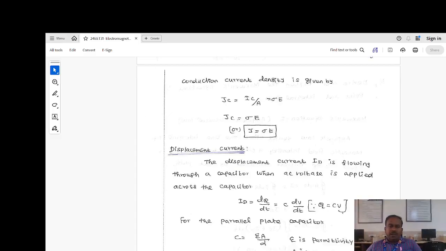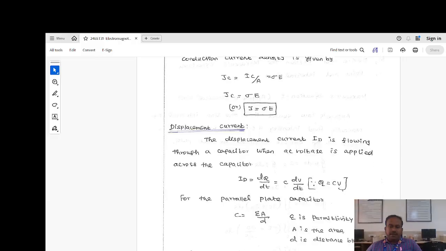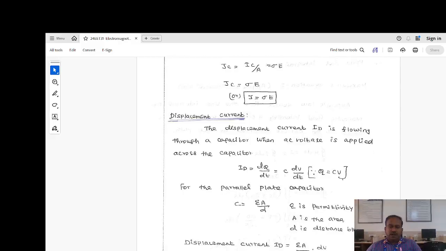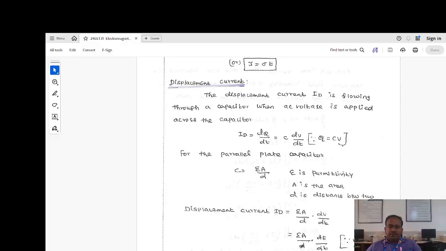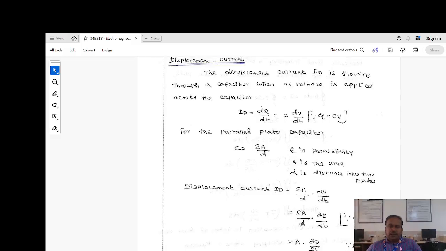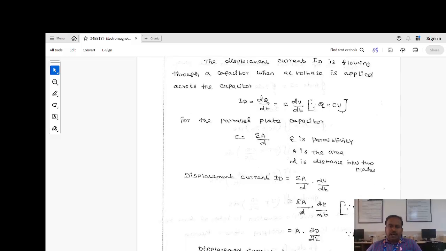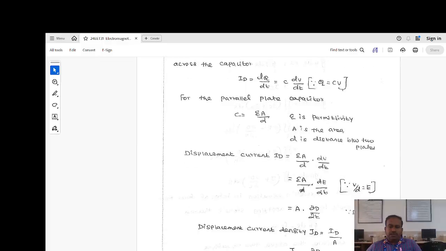For the parallel plate capacitor, C equals epsilon into A by D, where epsilon is the permittivity, A is the area of the conductor, and D is the distance between the two parallel plates. So the displacement current ID equals epsilon A by D into dV by dt. Substituting V by D equal to E, we get dE by dt. So the displacement current ID equals A into dou D by dou t, where D equals epsilon into E.